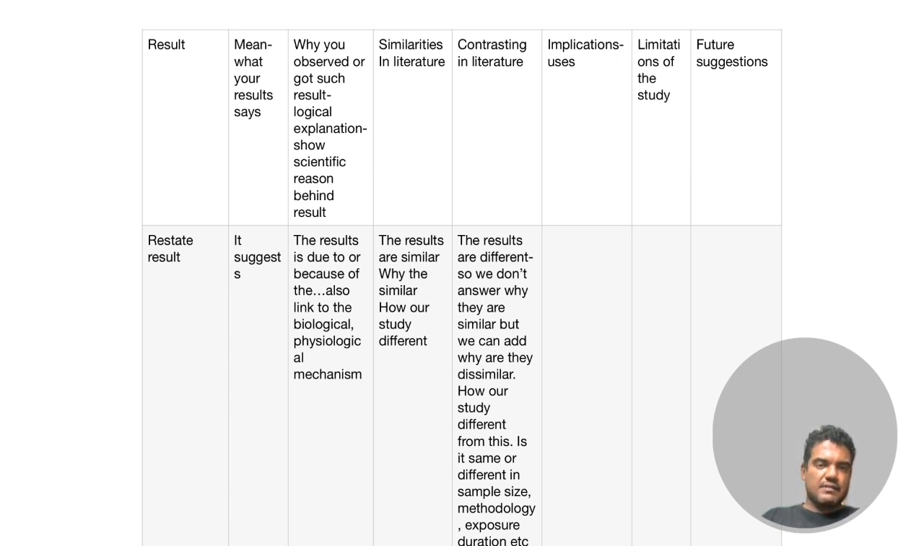So next, limitations of these studies we can write, if at all there are any limitations. The future suggestions we can write: the molecular mechanisms behind it, or expression of proteins in the presence of this particular drug. So such future suggestions we can write regarding that particular result. So this is how we have to write the discussion section, covering all the results. So thank you for watching this video.